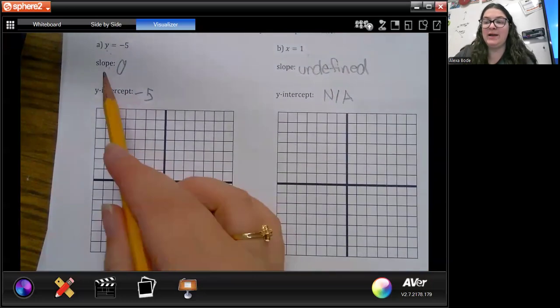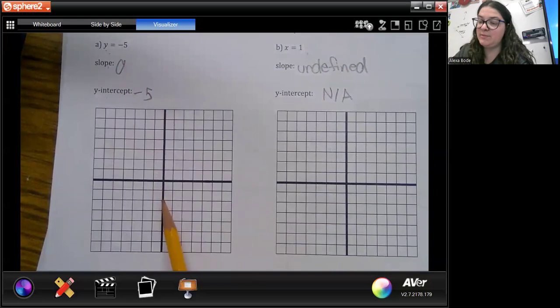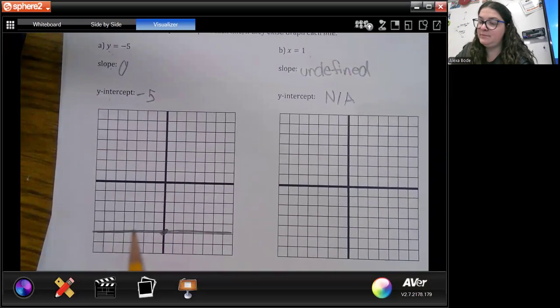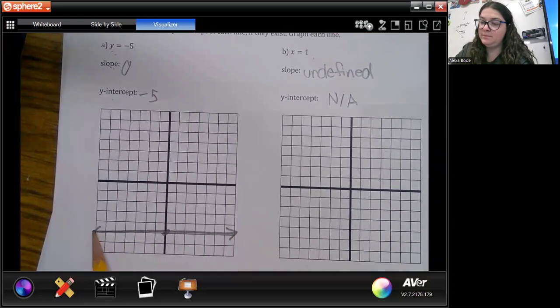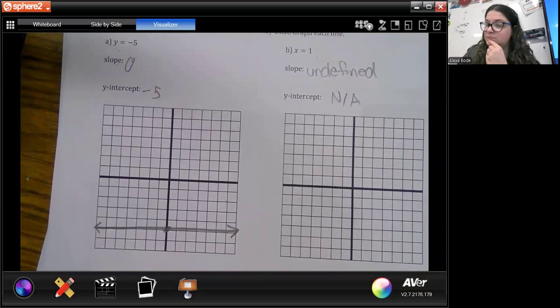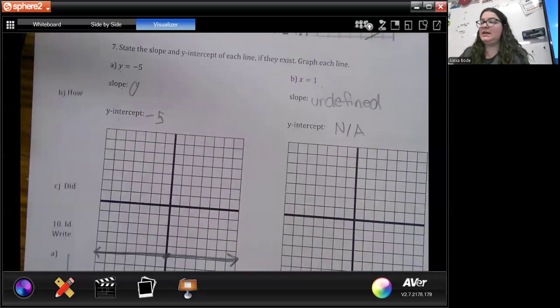So now I can graph y equals -5 because it's y equals -5. That means that it's going to go through my y-axis at -5. Just like that. Okay, flipping the page again.